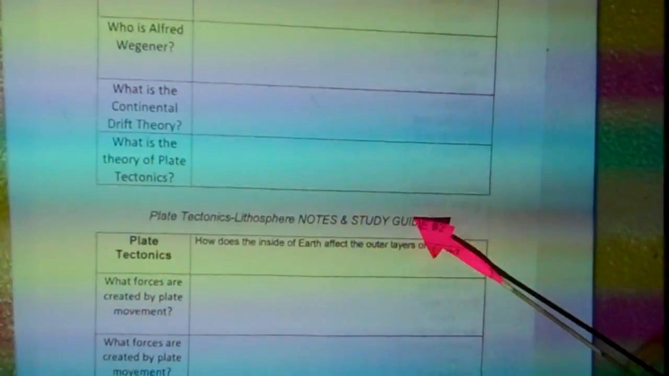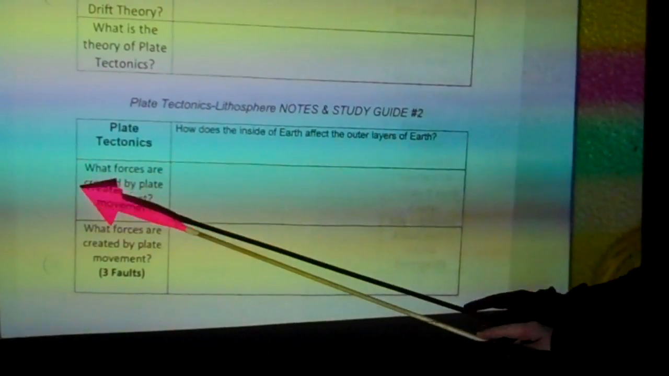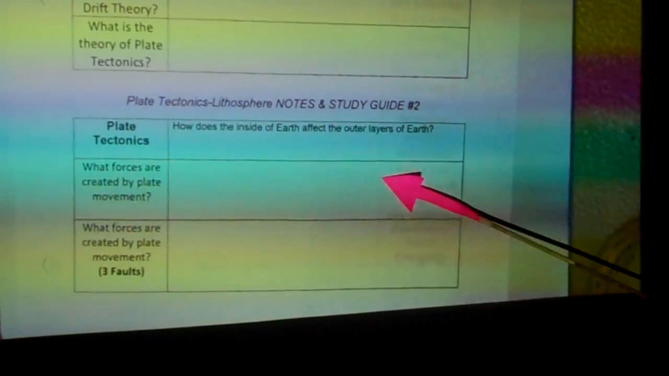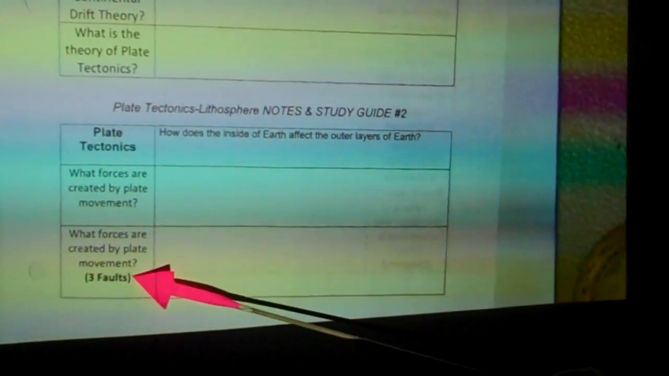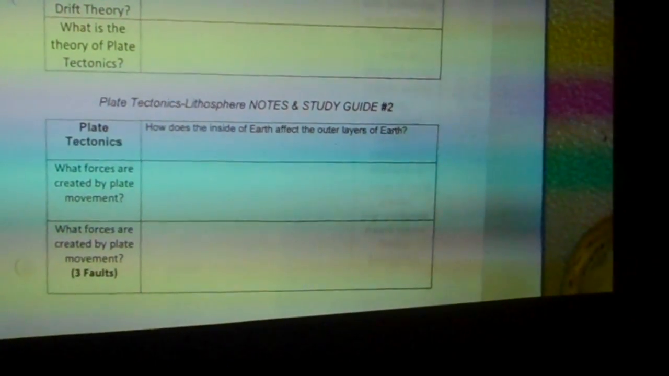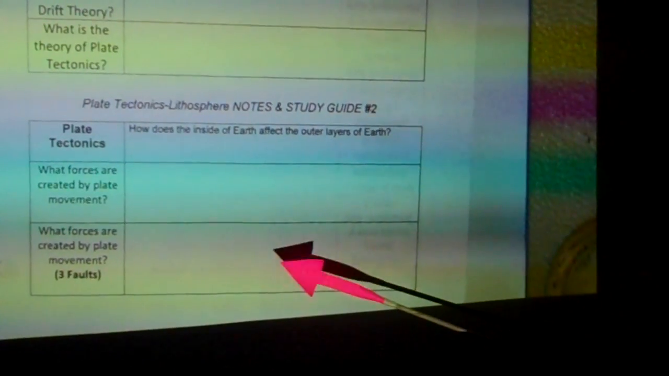You will use this information and the information from the PowerPoint in order to fill out your notes and study guide. Remember that the question here corresponds with the question on the PowerPoint and on the notes, and you will put your answer here. There are hints underneath the question to help you with the ones that have multiple slides of information. In this case, you only would need to write down the 3 types of faults.